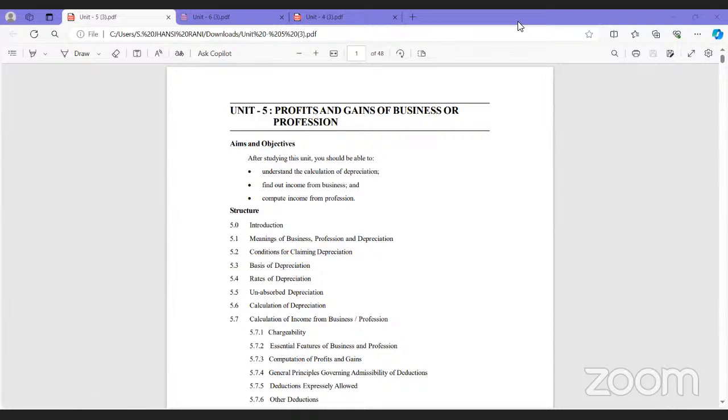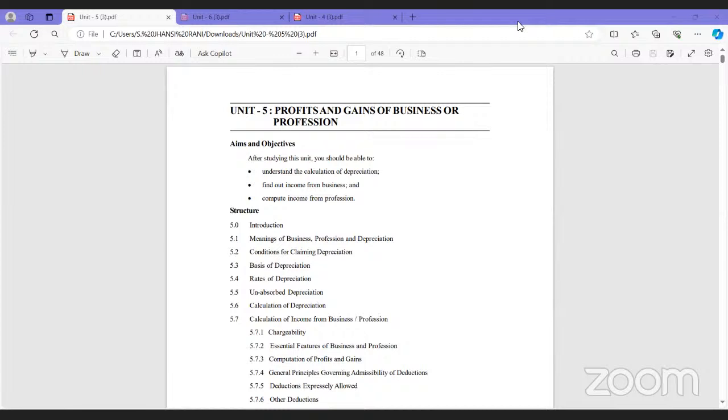Yeah, good afternoon. In the previous class, we discussed income from house property. So we are moving to the next topic, which is a part of block one only, that is profits and gains of business or profession. When we spoke about the five sources of income, this is the third one, where we already discussed income from salary and income from house property. Now we move to the income from business and profession.